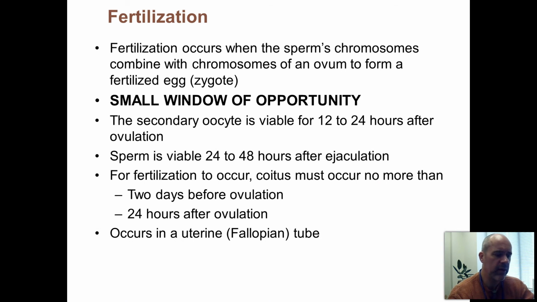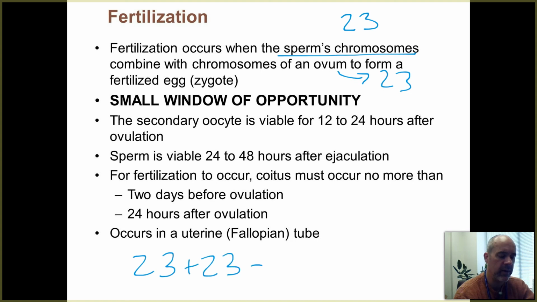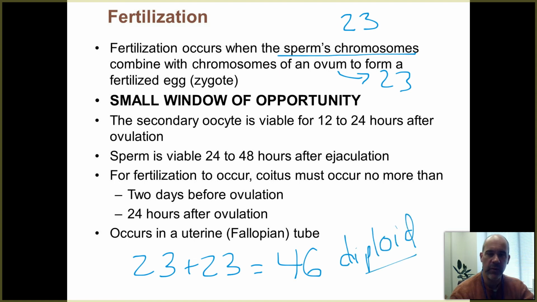All right, so again, what is fertilization? This is when the sperm's chromosomes, 23 of those, combine with the chromosomes of an ovum, 23 of those. You put 23 together and 23 together, and now you have 46. And so that is a diploid cell, and that is the first cell of the new individual, also called a zygote. The zygote is the first cell of the new individual. And as I've mentioned before, there's a very small window of opportunity for this to take place.